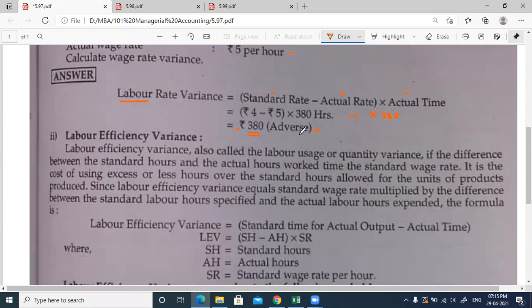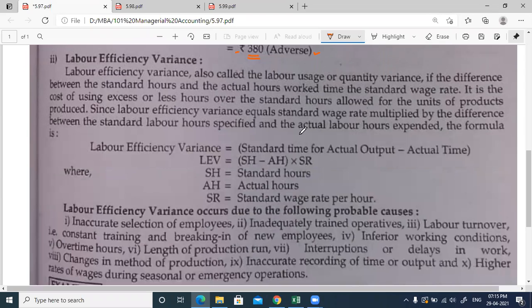Now let's talk about labor efficiency variance. Yes, Trupti, may I request you? Yes, sir. Labor efficiency variance. Labor efficiency.